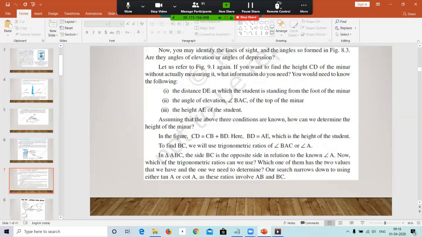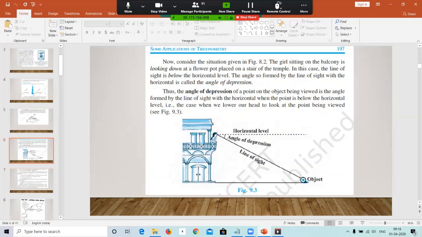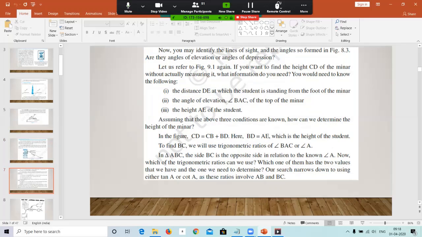Ma'am, only the horizontal level will change. Yes, only the horizontal level will change. So when the person is standing here, the observer is here, the horizontal level is here. When the observer comes down here, the ground becomes the horizontal level. Okay with that?